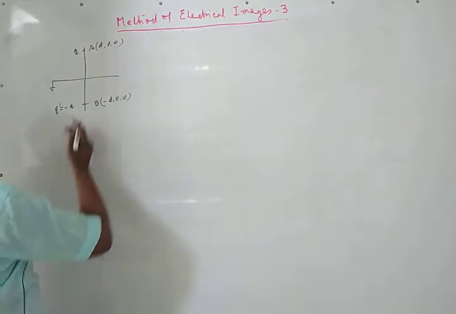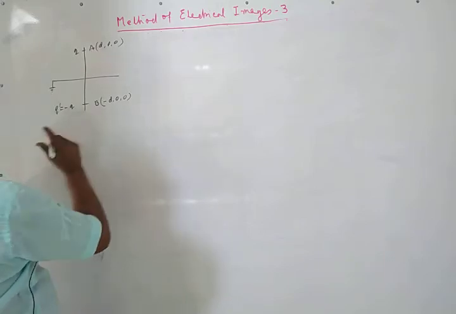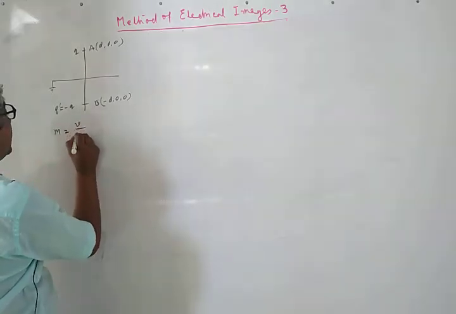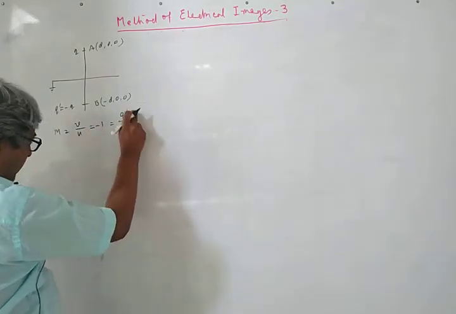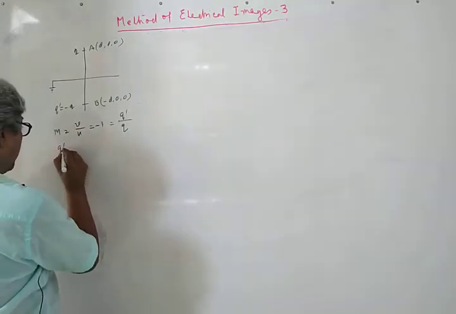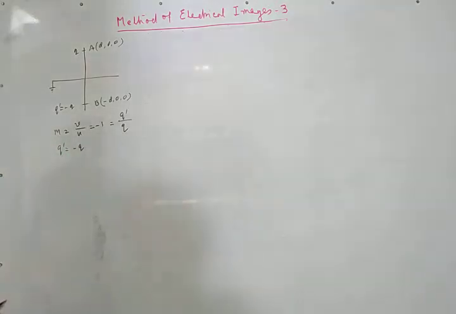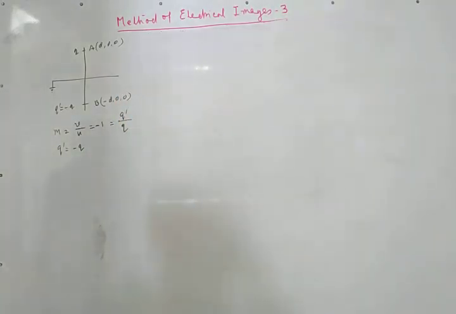And furthermore, this is the real object and this is the virtual image. So the magnification V by U is equal to minus 1. Here we connect it by the image charge by the inducing charge, which leads to Q prime by Q is equal to minus 1. So the image formation due to the induced charges, that is the charges induced on a grounded conducting plane in presence of a point charge, can be looked upon simply as the image formation in a plane mirror.